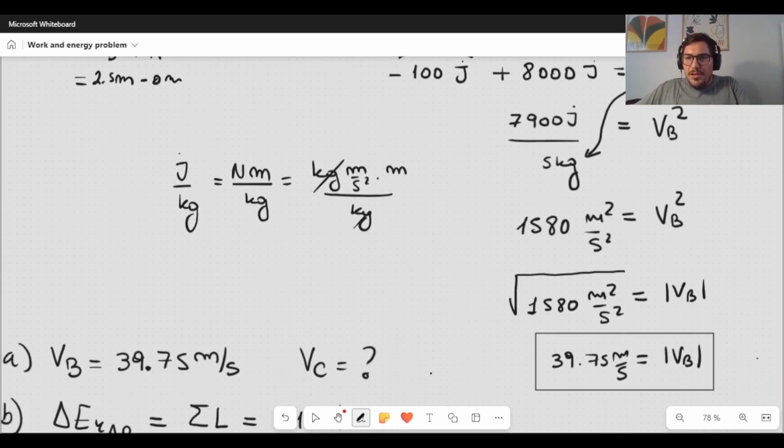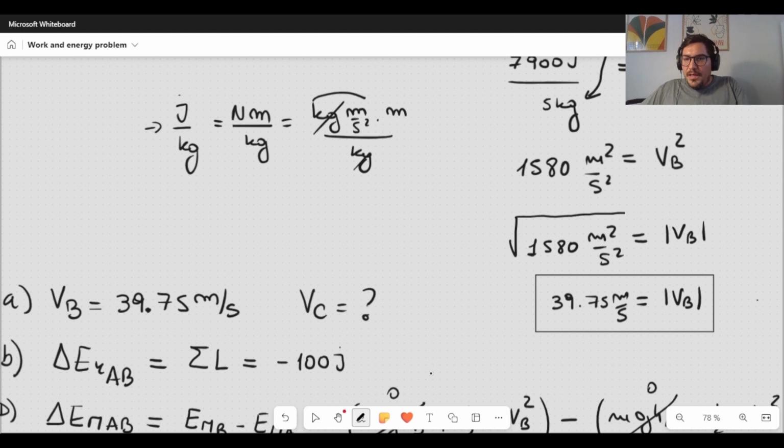What about this unit, joule divided by kilogram? Joule divided by kilogram is Newton meters divided by kilogram. Newton is kilogram meters per second square, times meters, divided by kilogram. We cancel the kilograms and we have meter square divided by second square. Okay, and now we obtain the absolute value of velocity v passing the square into a square root. So the square root of 1,580, you apply the square root to the number and to the units, and we obtain 39.75 meters per second. That's the velocity in B, the second velocity.